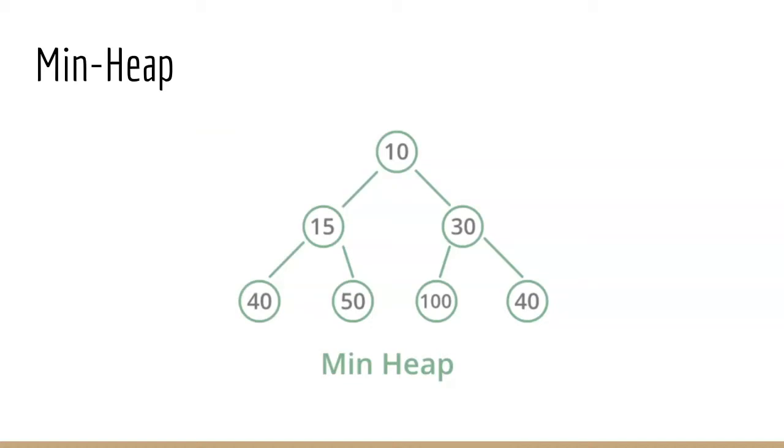In a min heap, the value present at the root node must be the smallest among the values present at all of its children. This same property must be true for all subtrees in that binary tree. This means just as 10 is less than both 15 and 30, 15 is less than both 40 and 50, and 30 is less than both 140.